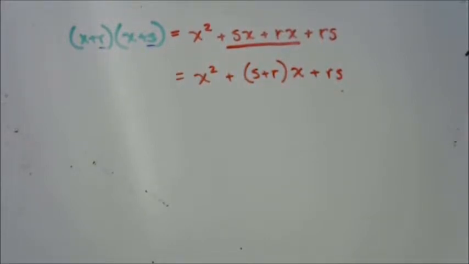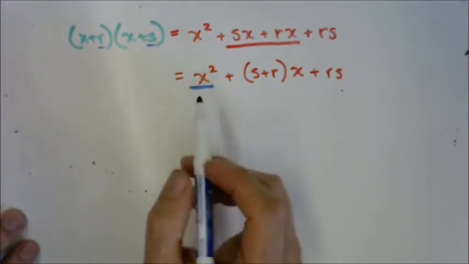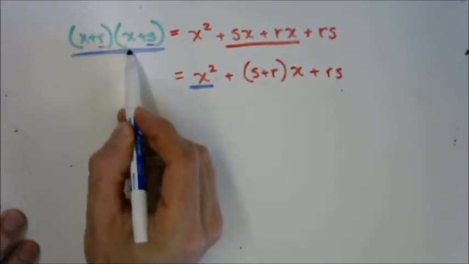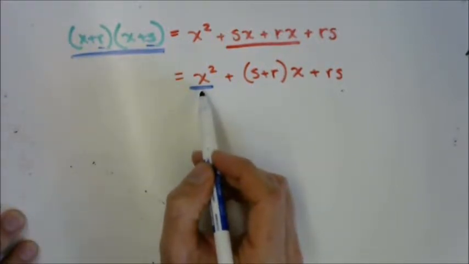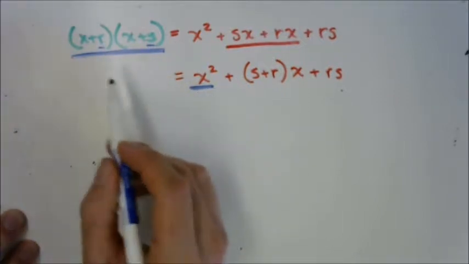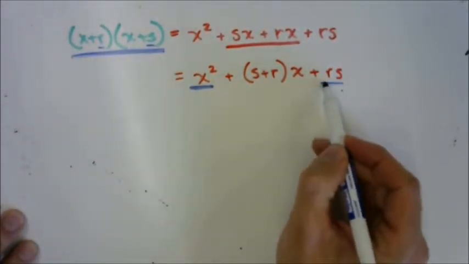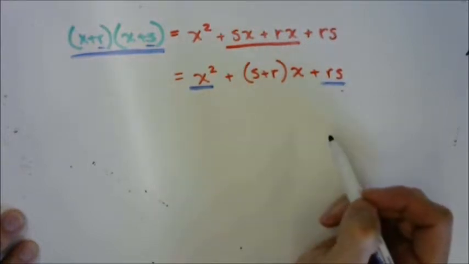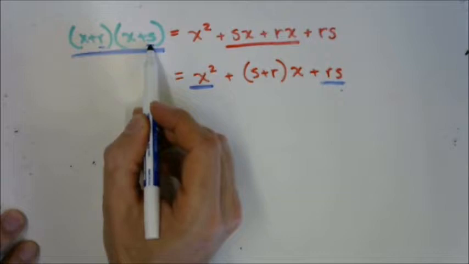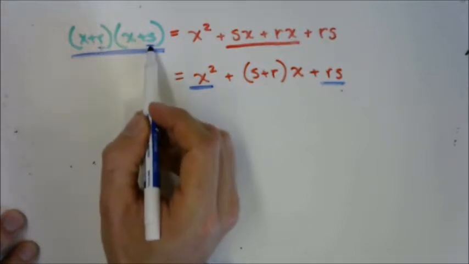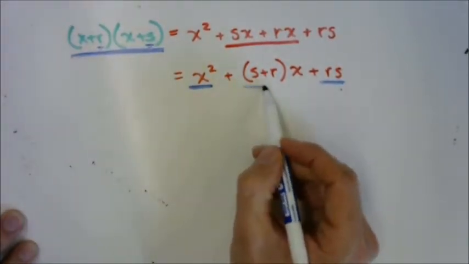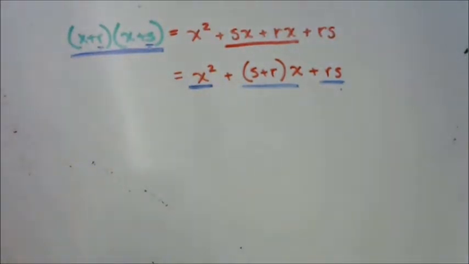Let's look at this carefully. What is the connection between the first term in the trinomial and the stuff here in the binomials, the product of two binomials? What's the connection? It's just the first thing squared. What about this third term? What's the connection here? It's just last times last. R times s. So it's the second term of this binomial times the second term of this binomial. What about this middle term? What's its connection?